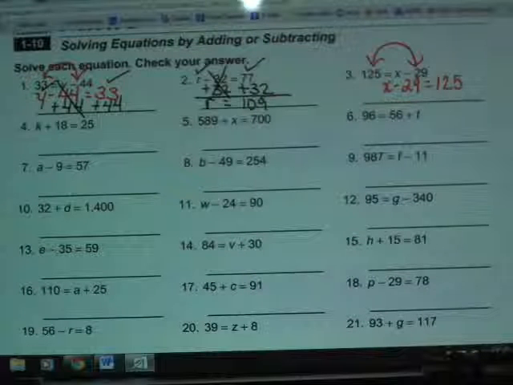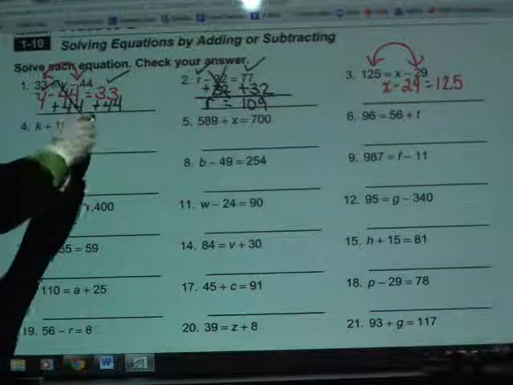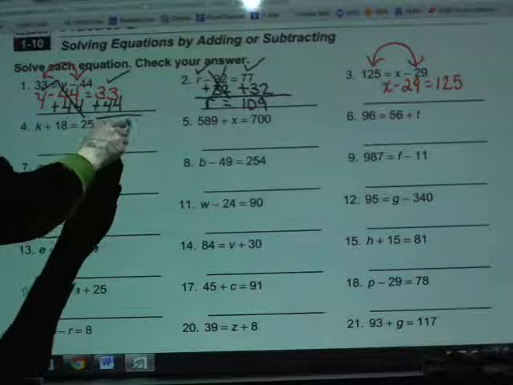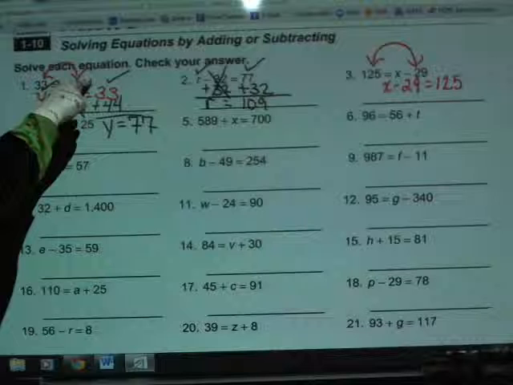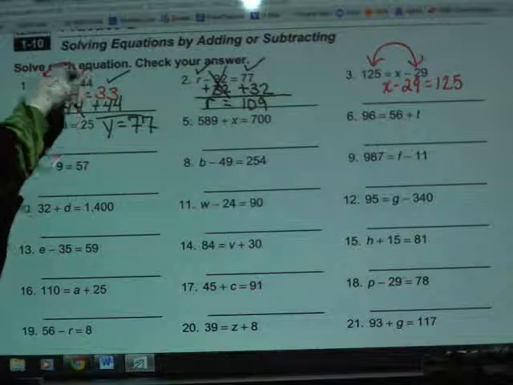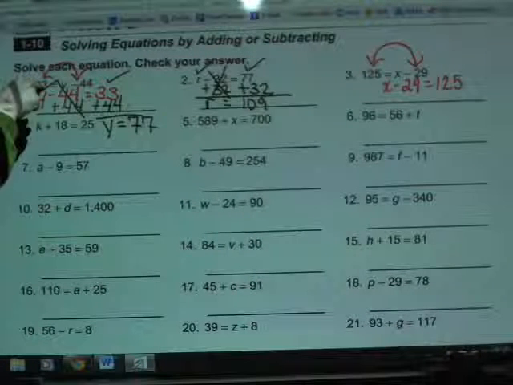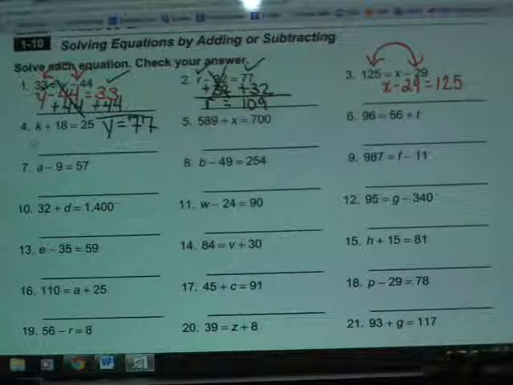On the right side, you've got 33 plus 44. That's going to go together to make 77. Y must equal 77. And again, we can check that. 77 minus 44 is 33 over here on this right side. Since this other side says 33, the whole thing checks.